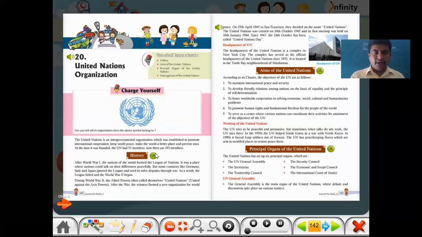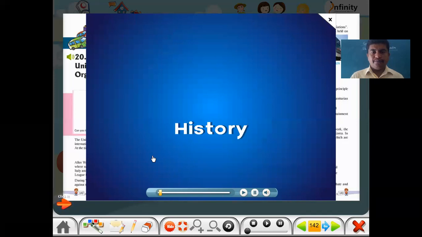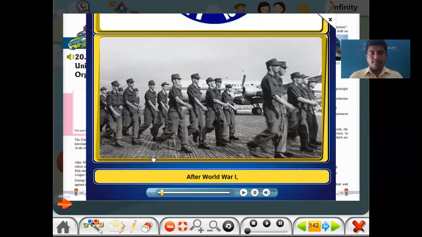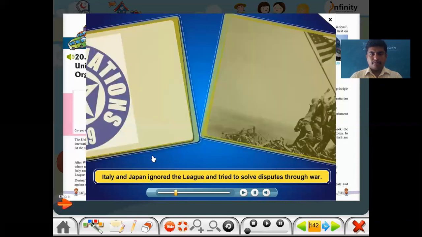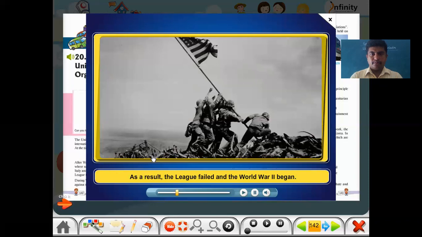Take once again here the history. After World War I, the nations of the world formed the League of Nations. It was a place where nations could talk about their differences peacefully. But some countries like Germany, Italy, and Japan ignored the League and tried to solve disputes through war. As a result, the League failed and World War II began.